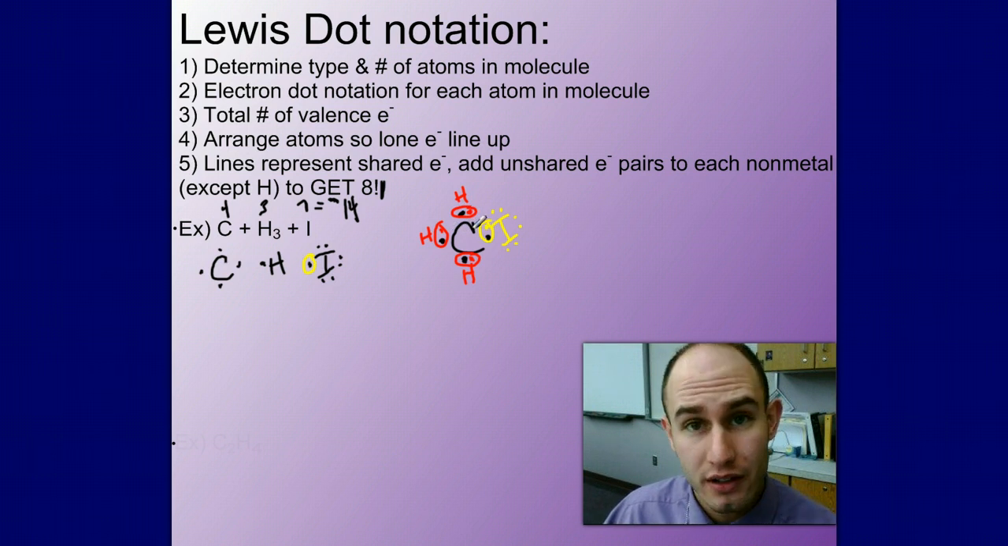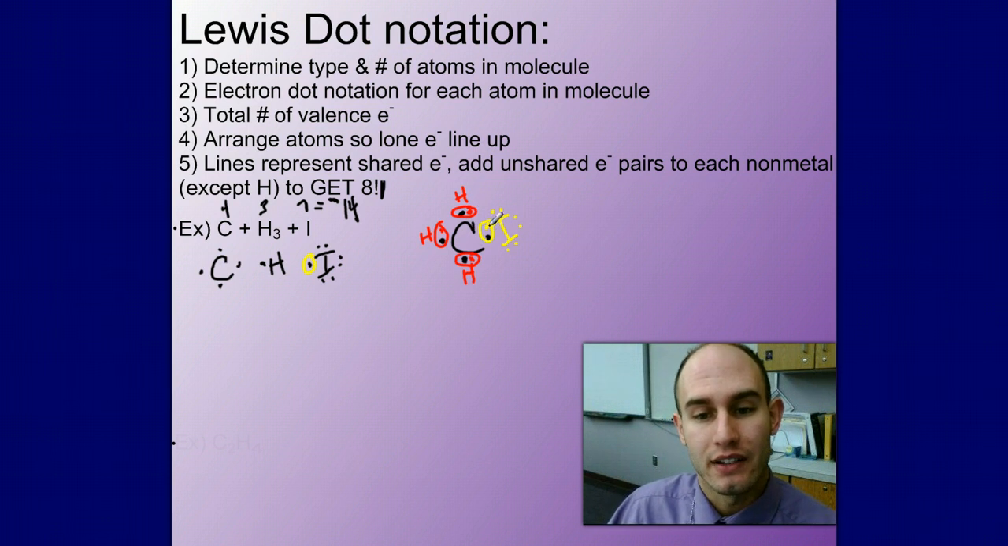They're not all carbons. 1 of those is iodine. 3 of those are hydrogens, but it's sharing to get 8. Iodine has 1, 2, 3, 4, 5, 6, 7, 8 around it. And remember, hydrogen's the exception. It only needs 2, so it's sharing 2 electrons.